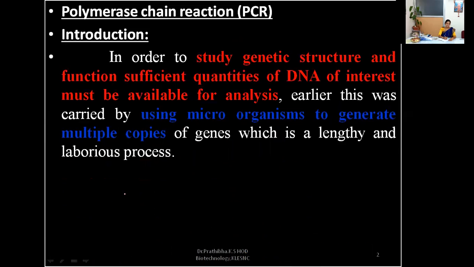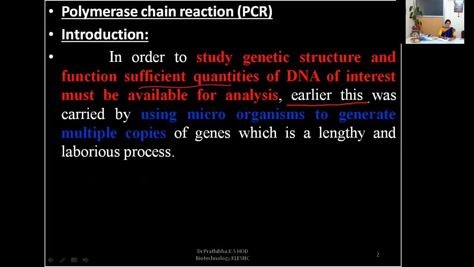Now let us go further into PCR. In order to study genetic structure and function, sufficient quantities of the DNA of interest must be available. If we don't have enough amount of the DNA sample, then we cannot perform some experiments and research work, or in forensic science, the sample cannot be compared with others. So we need enough amount of the sample.